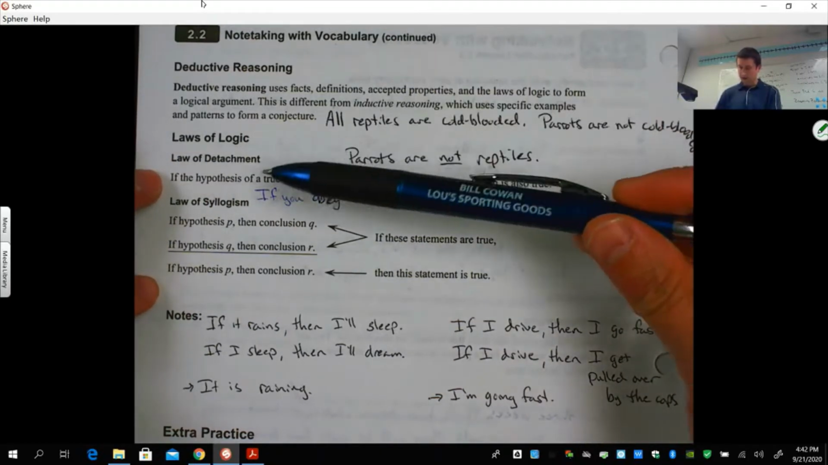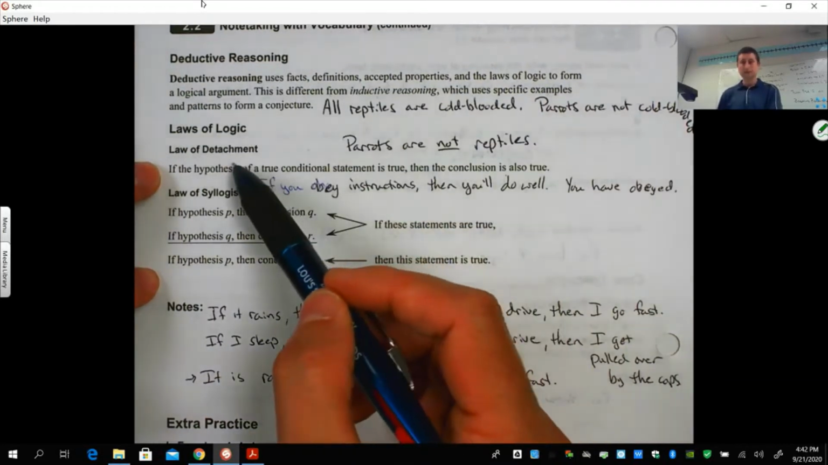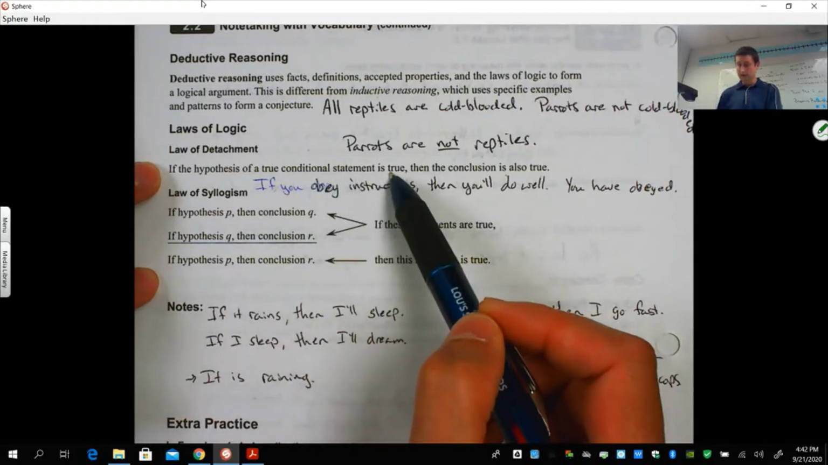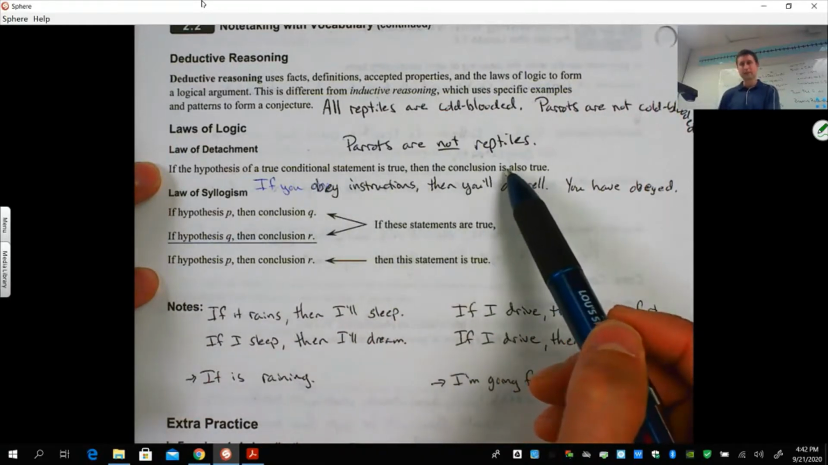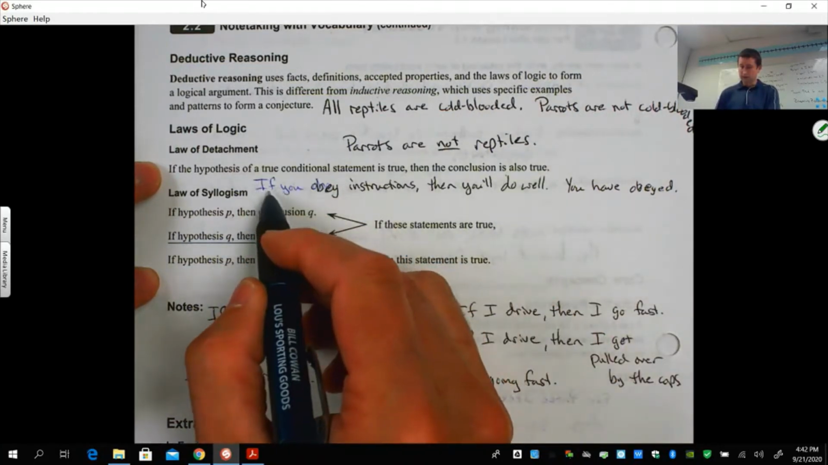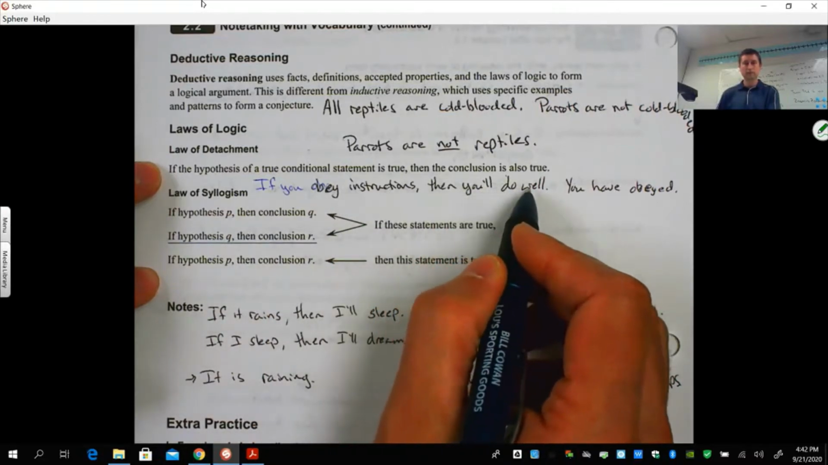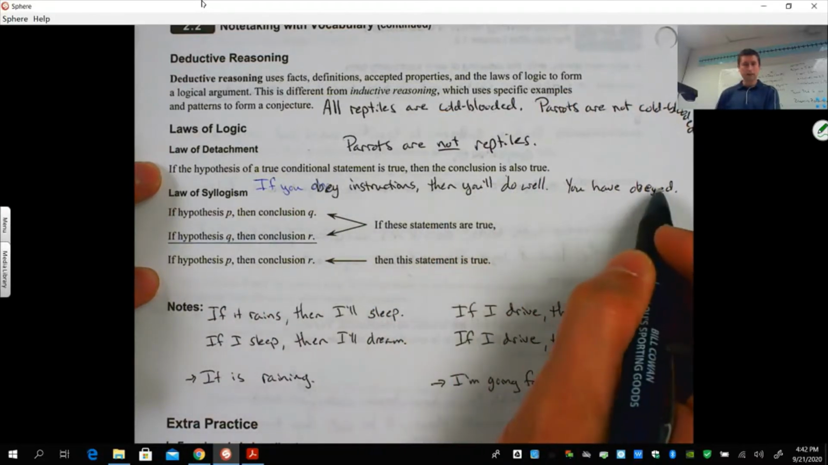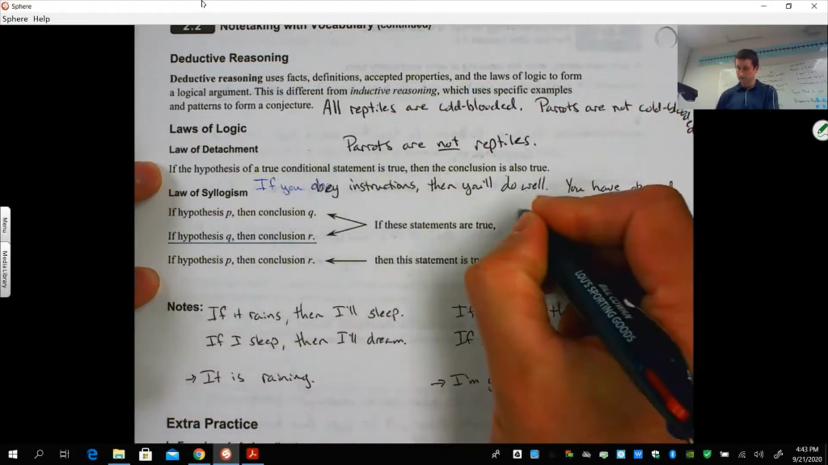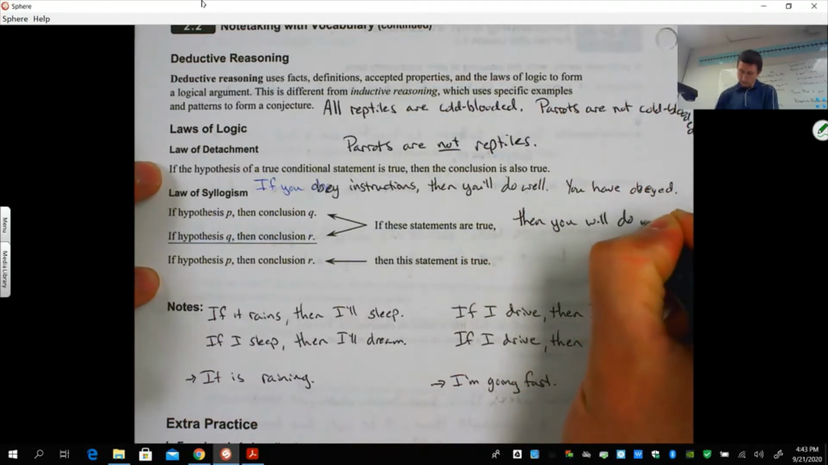Okay, here are some laws of logic, two of them, and then we'll look at some more examples. So the law of detachment: if the hypothesis of a true conditional statement is true, then the conclusion is also true. This is kind of like, well, duh, of course. So our conditional might say, if you obey instructions, then you will do well. So you have obeyed. We're assuming this is true and the whole thing is true. Then you will do well.